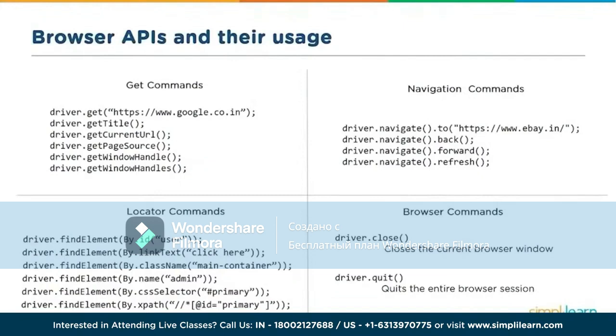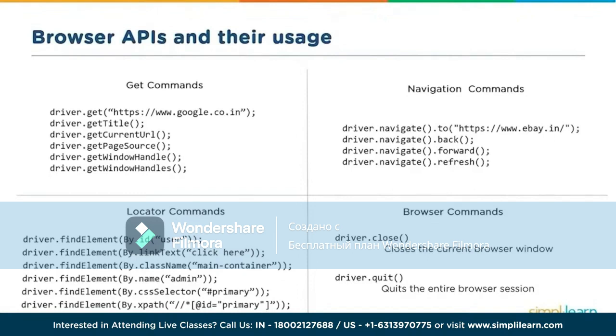So there are 6 get commands to perform various actions on the browser. Driver.get. This is used to launch any website application. It takes a string argument and this needs to be a fully formed URL which you want to launch. Driver.getTitle. This method fetches the title of the web page which you're working with.